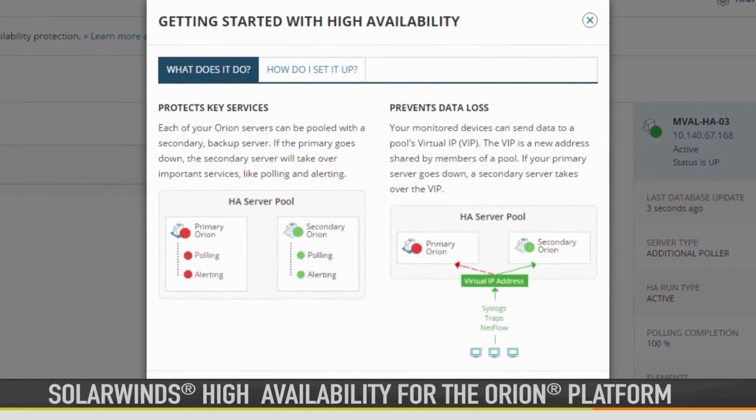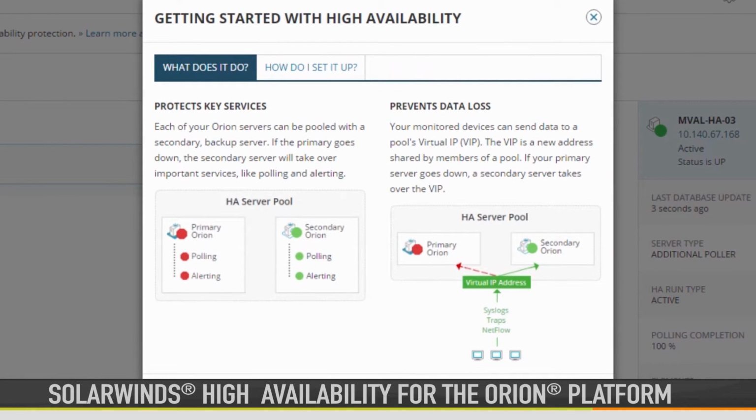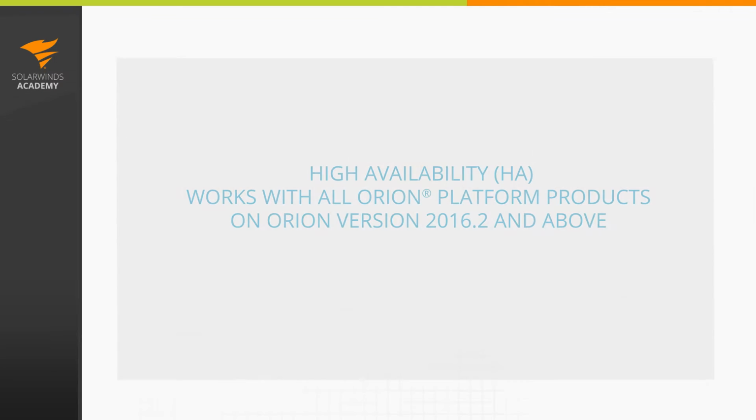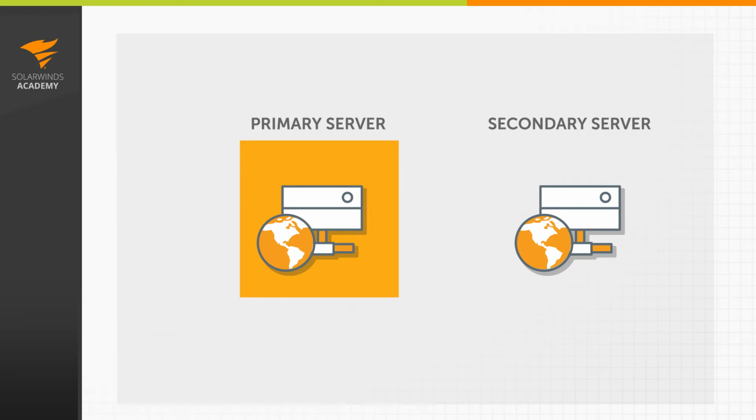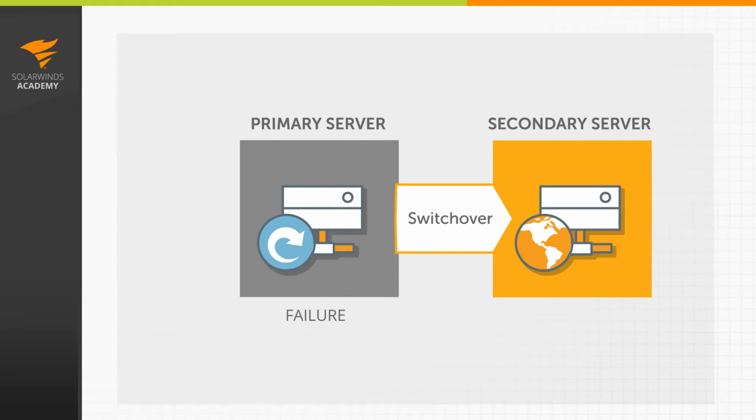This video will demonstrate how to set up SolarWinds High Availability solution for the Orion platform. High Availability, or HA, works with all Orion platform products on Orion version 2016.2 and above. High Availability is used to prevent data loss by pooling the servers where the Orion platform is installed with a secondary server. If your primary server goes down, the secondary server will take over important services, such as polling, alerting, and the Orion web interface.